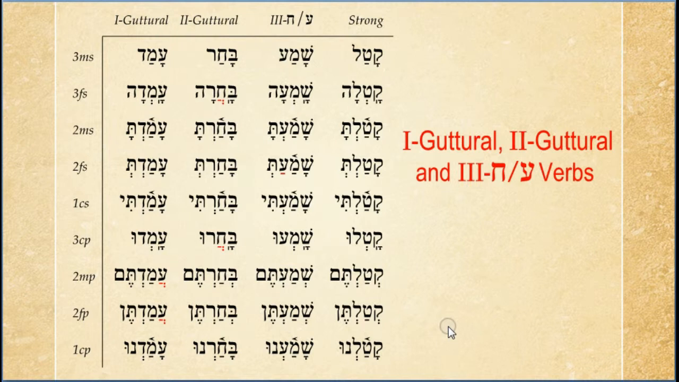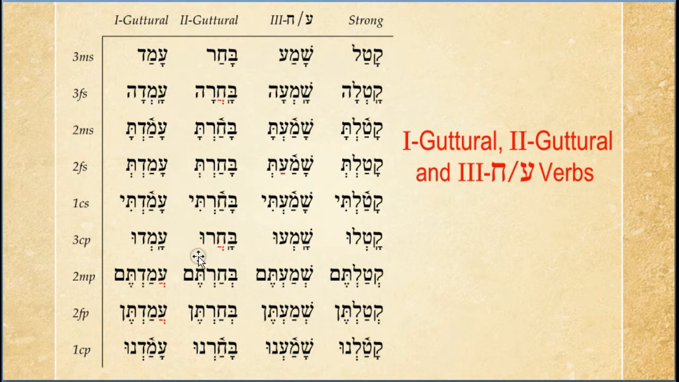And now look at the second case, when the guttural is in the second stem letter. You have the verb bachar, which follows the same kamatz patach pattern over here. But when you get to the third feminine singular, remember, the second letter receives a vocal shva. And once again, what you have is chataf patach replacing that vocal shva, because you cannot have a vocal shva under a guttural.